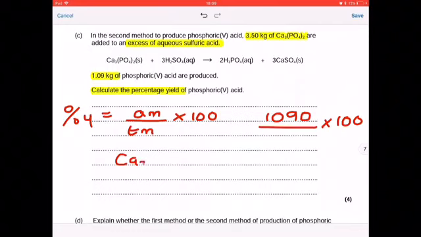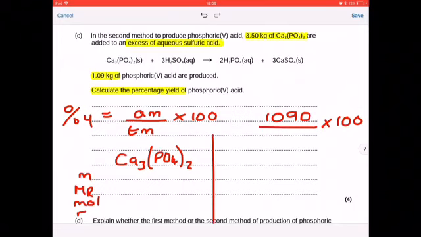Calcium phosphate, Ca3PO4, and again, because we've got a mass, it's mass, MR, moles, and ratio. And on the other side of it, we're going to be looking at phosphoric acid, which is H3PO4. And again, it's looking at a mass, so we're going to leave it as mass, MR, moles, and ratio. Again, just to begin with, we can put 3,500 grams in at the start.